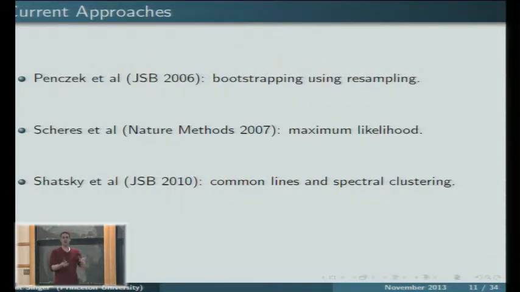So now you can build a graph whose vertices are the images, and the weights on the edges correspond to how well they agree on the common lines. So that's the method that Shatsky and his collaborators came up with.